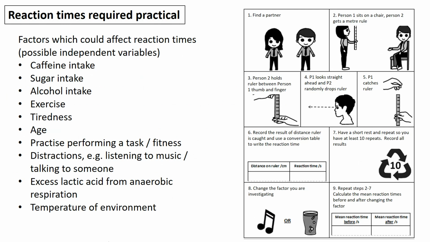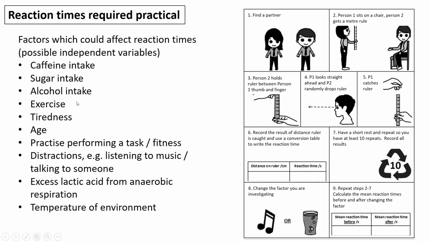They then have a rest, and this needs to be repeated at least 10 times, and all the results must be recorded. Then you would change a factor that you wanted to investigate and repeat the whole thing again. So do 10 repeats of your reaction time. And the reason you've got to record all the values, even if they don't look right, is to avoid bias. And you can calculate the mean reaction time before and after changing the factor.